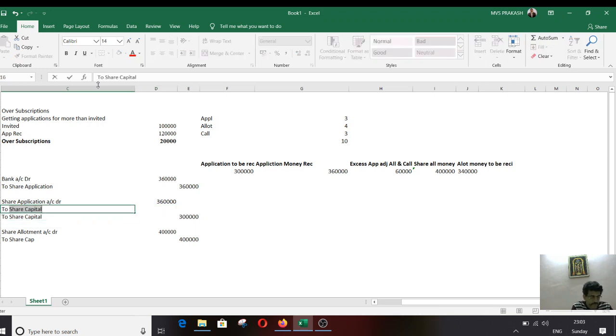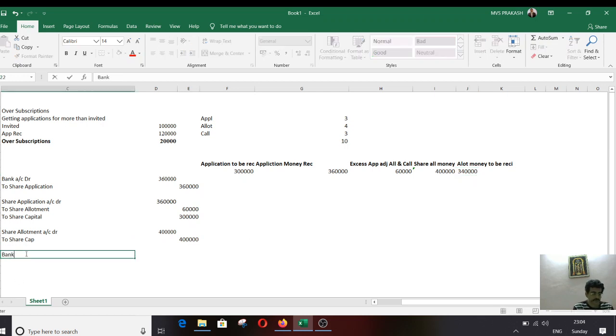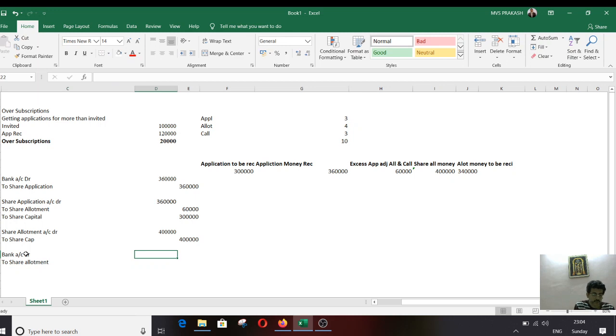So here, to share allotment account, I am crediting 60,000. Now I had debited 4 lakhs. So 4 lakhs minus 60,000, the impact is 3,40,000. So I will receive only 3,40,000. With that, my allotment account is closed. Suppose I receive 4 lakhs, but the excess received was already credited to your allotment account. So ultimately, 60,000 was credited, 4 lakhs was debited. Net impact is 3,40,000. Now what will you do? You are going to receive: bank account will be debited, share allotment account will be credited with what?